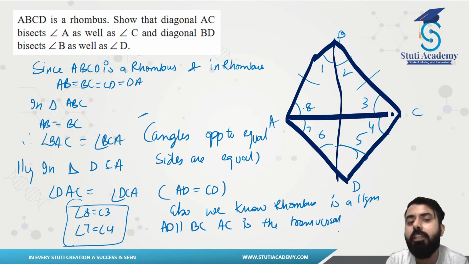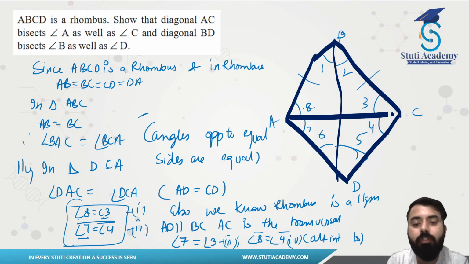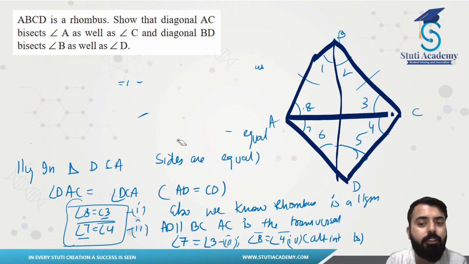So if AC is the transversal, I can easily say angle 7 will be equal to angle 3 and angle 8 will be equal to angle 4. Why? Alternate interior angles. Now angle 8 is equal to angle 4 and angle 7 is equal to angle 3. Angle 7 is equal to angle 4. So from 1, 2, 3 and 4, let me just erase the top portion since we don't need this one. You will be understanding this in a bit.